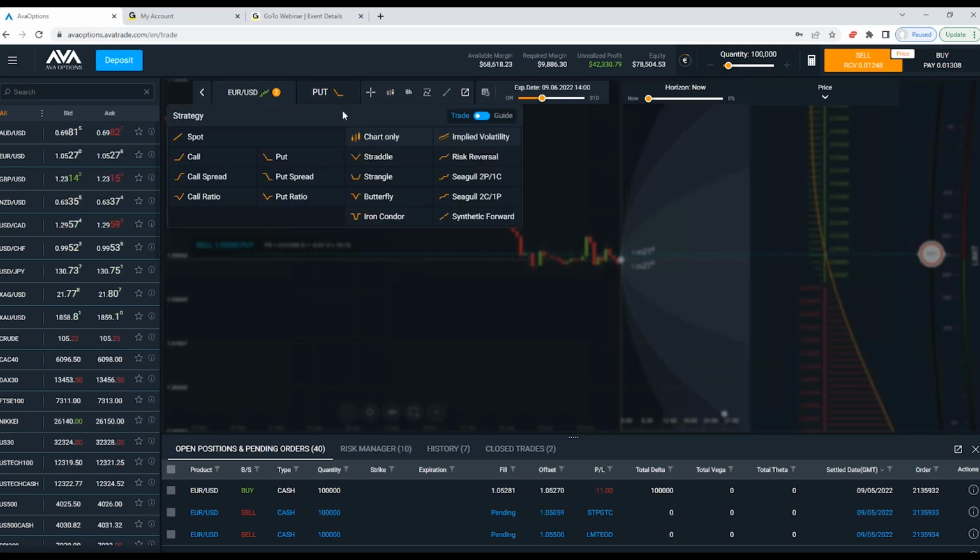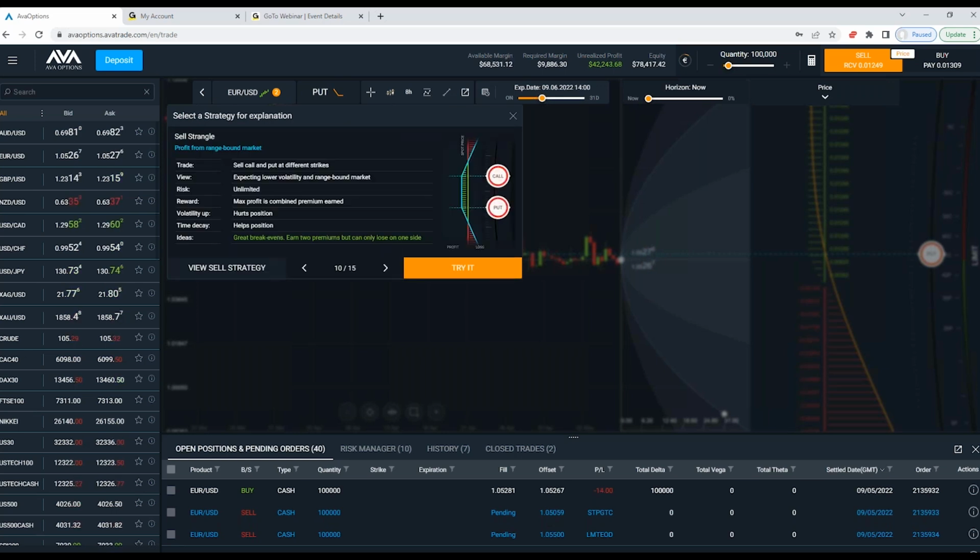Click on the strategy button. You can see different strategies like strangles and straddles and butterflies. If you don't know what they are, click this guide button, toggle over to guide, and you say, wow, what's a strangle? And it explains to you what a strangle is. A strangle is selling both a call and a put at different strikes. Risk is unlimited if you sell a strangle. If I buy a strangle, then my profit potential is unlimited. My cost is known. I'm buying two options. Try it. Click the word try it.